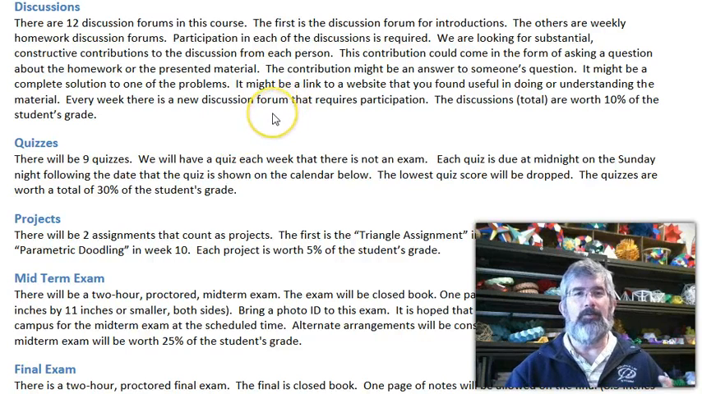You are required each week to participate. You need to be part of this discussion in a substantial way. What do I mean by substantial? Ask a question. That's substantial.